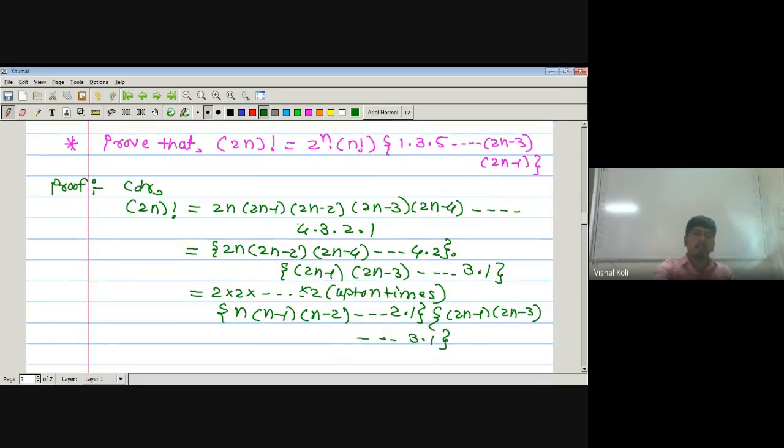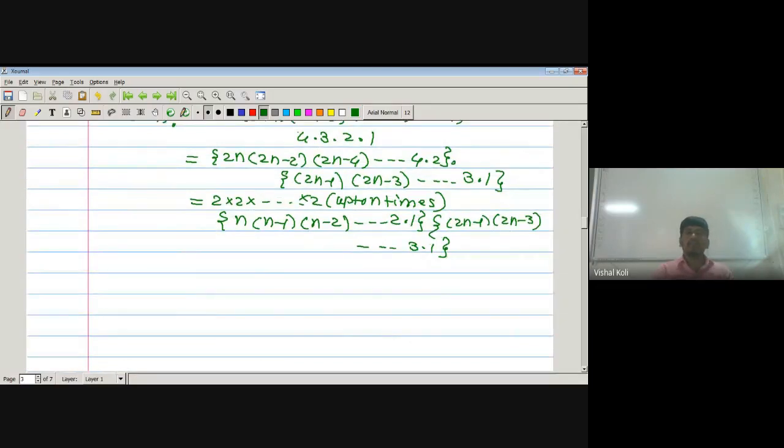But the product of 2 up to n times is nothing but 2 raised to n, and n into n minus 1 into n minus 2 up to 2 into 1. Therefore, this one is nothing but the product of n consecutive integers starting with 1. Then it must be n factorial.